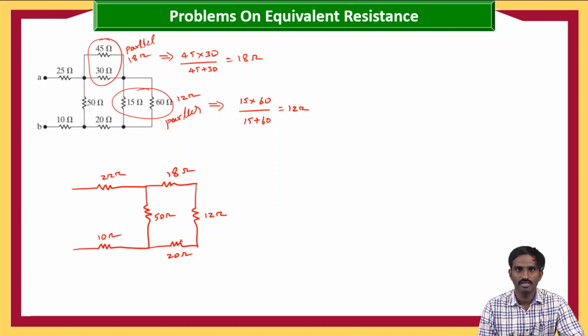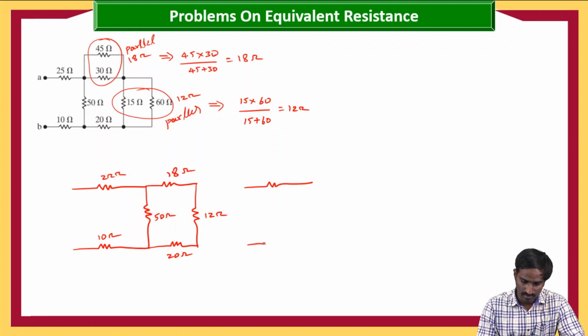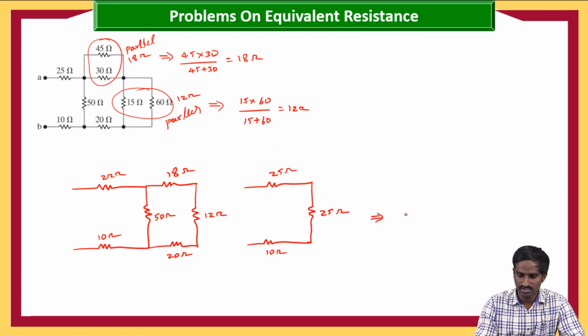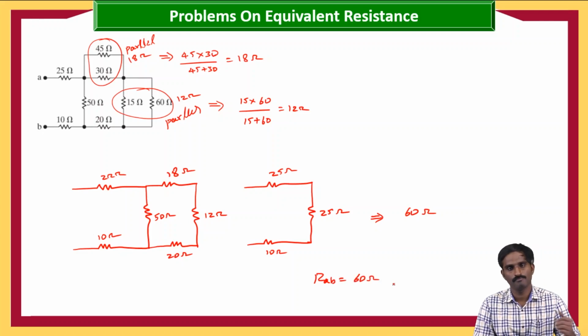Then 50 and 50 are in parallel, so you will have the equivalent circuit like this. Here it is 25 ohms, here it is 25 ohms, and here it is 10 ohms. Then the equivalent resistance must be 60 ohms. So here RAB is equal to 60 ohms.